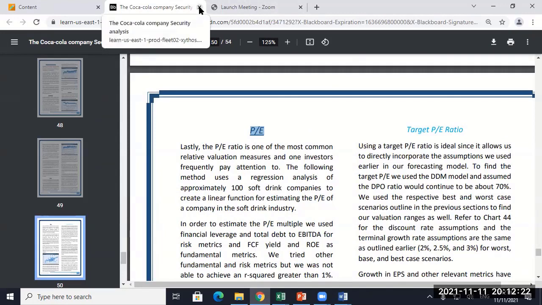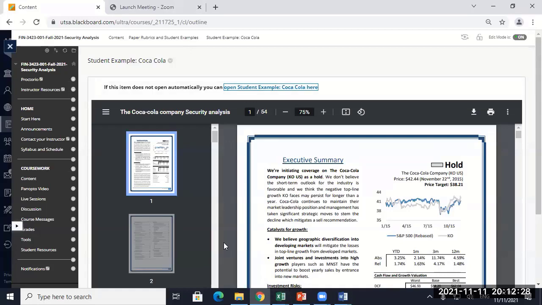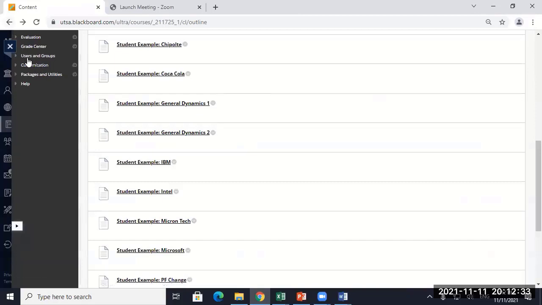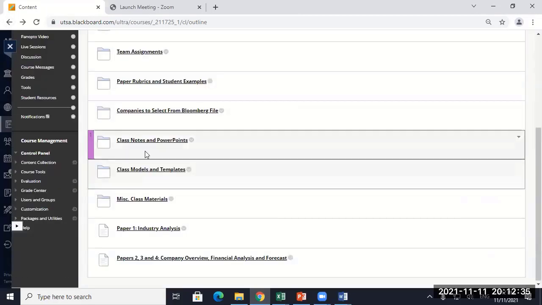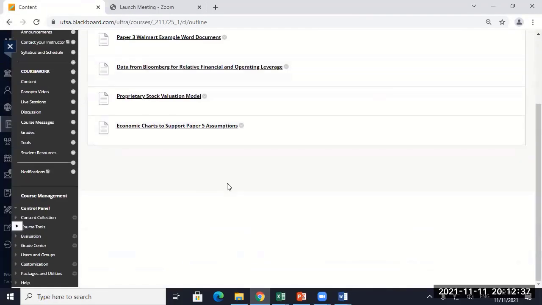So not a difficult paper, right? I kept telling you they get easier as you go. If you've got a good model, it's not. And I've already done the Excel work for you on that one. And that Excel model I was showing you is out there in the class models and templates.